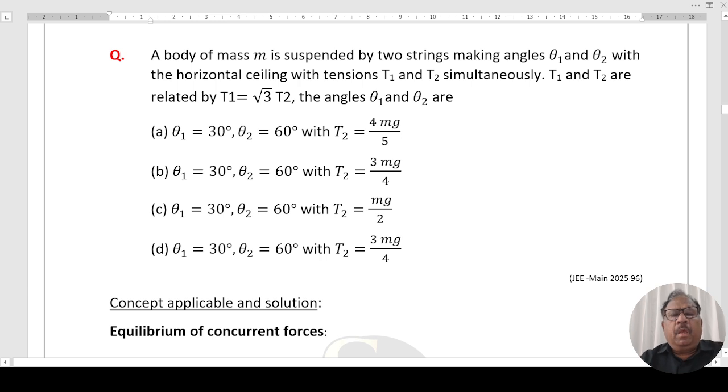Question is, a body of mass M is suspended by two strings making angles theta 1 and theta 2 with the horizontal ceiling with tensions T1 and T2 respectively.